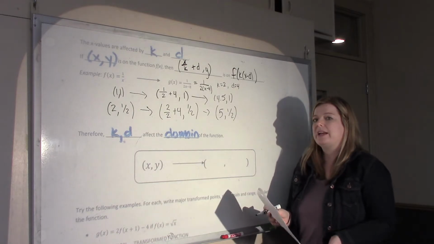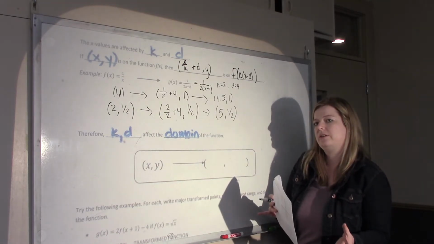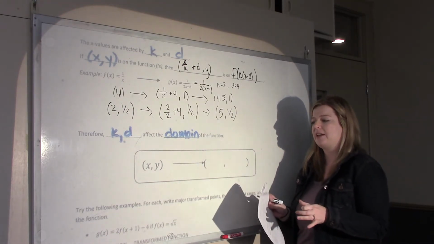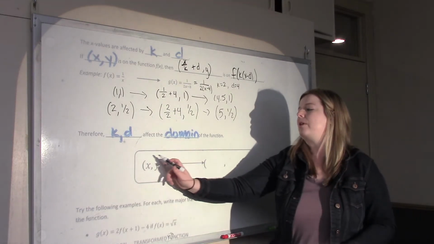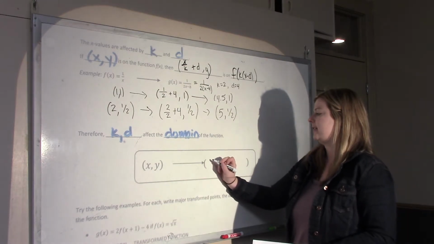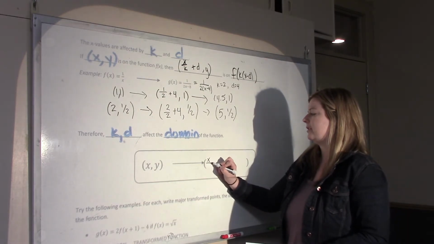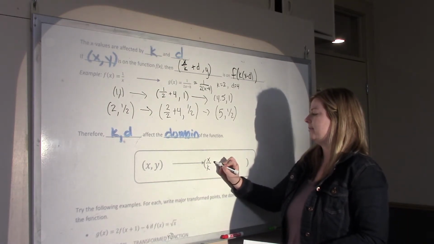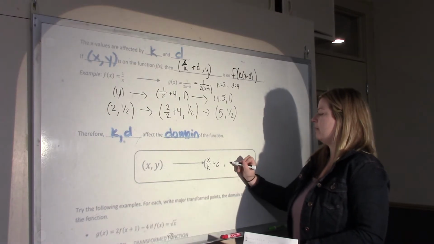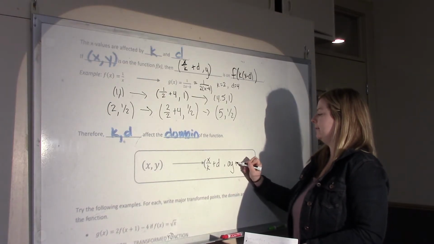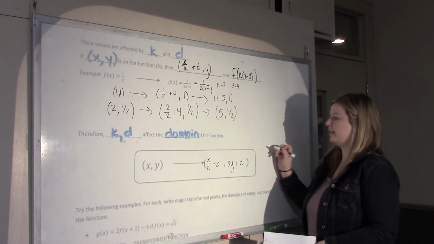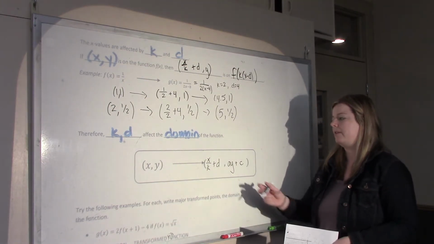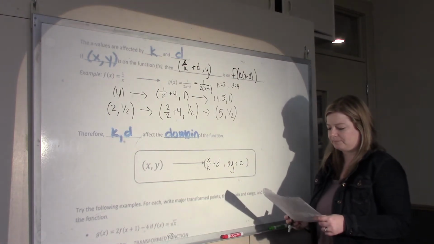So that was separating it into just the vertical, just the y values, just the x values. Now we're going to get to doing both of them together. So if you have the point (x, y), it turns into (x over k plus d, a y plus c). Okay, and this is assuming a function like we had at the beginning. Okay, that's where those parameters are coming from.